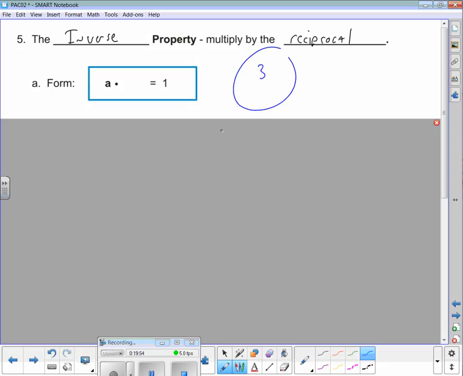So let me show you what the reciprocal is. Let's do an easier one. Let's do a fraction because fractions are easier. What's the reciprocal of 3/2? Kristen? It is 2/3. Quiet, please. Yeah, the reciprocal is just simply the flip of a number.